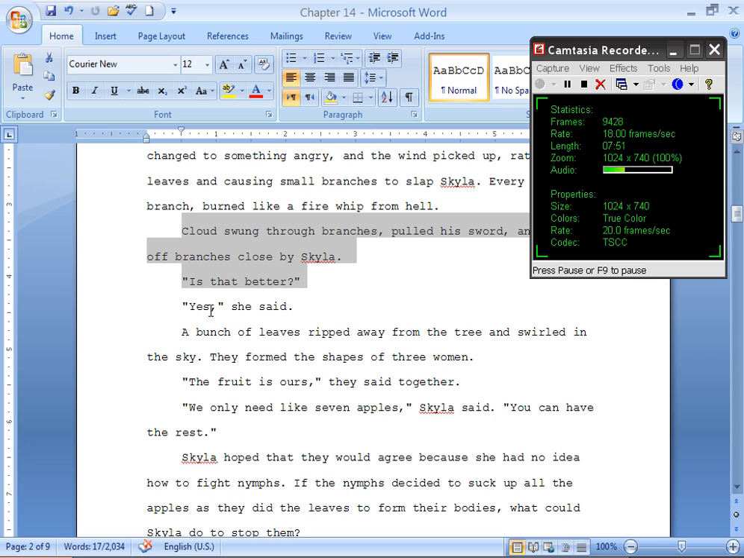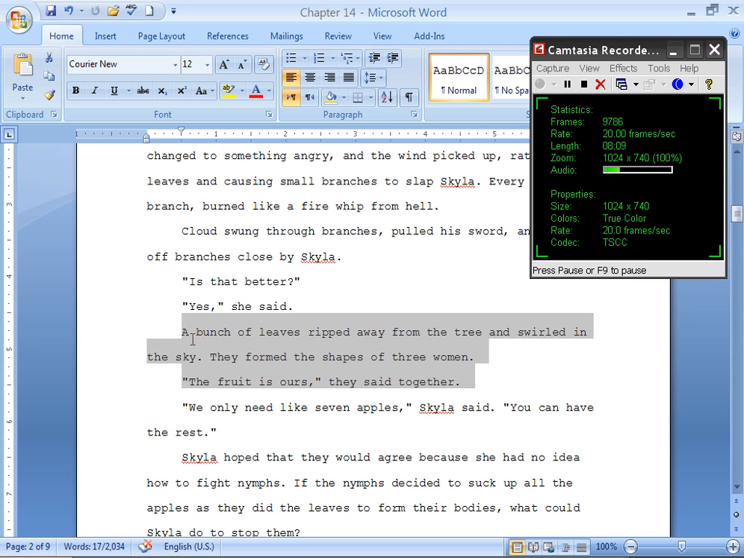A bunch of leaves ripped away from the tree and swirled in the sky. They formed the shape of 3 women. These are the nymphs. "The fruit is ours," they said together. So you can think of this as the next inhale. That's the external things that are happening to the main character. And sometimes you might have several external things happening, and then the main character responds. So maybe if there's a lot of characters there, maybe 3 of the characters are doing things and responding to each other, and then you have the main character responding to what's happening.